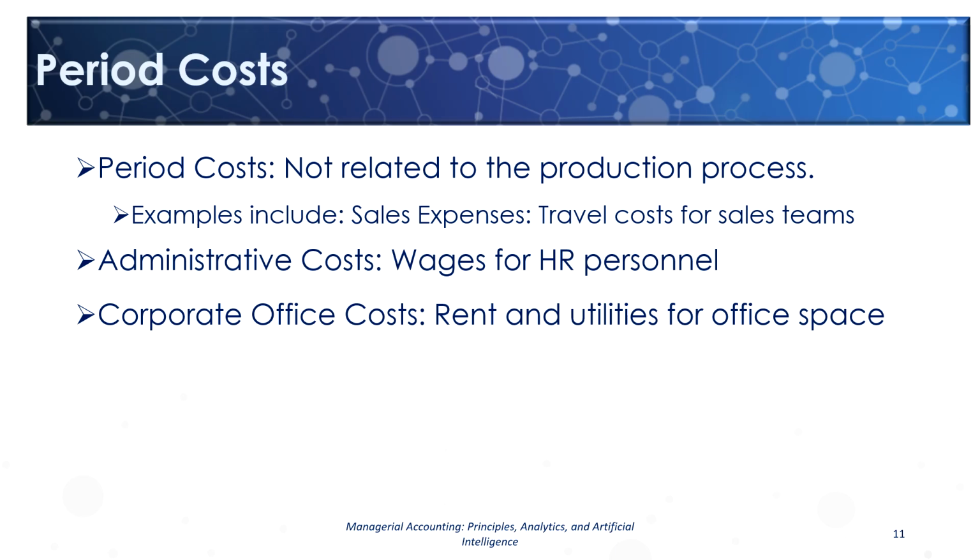Now let's expand on period costs. Period costs are not related to the production process. These costs are tied to selling and administrative functions. Examples include sales expenses such as travel costs for sales teams. Administrative costs include wages for HR personnel. Corporate office costs, including rent and utilities for office space. These costs are expensed in the period they occur. Make sure to write in your notes that period costs include selling expenses and administrative expenses.